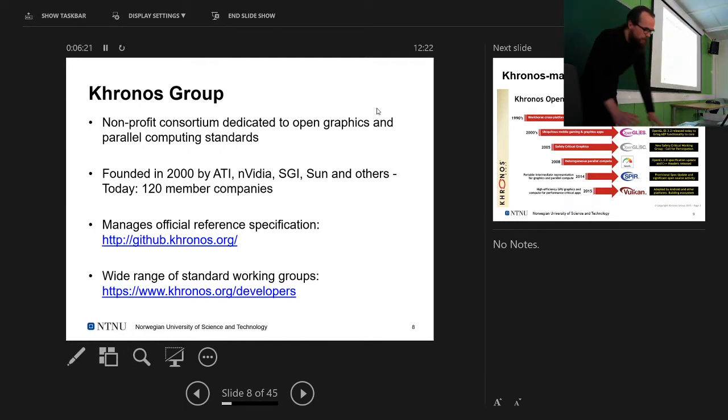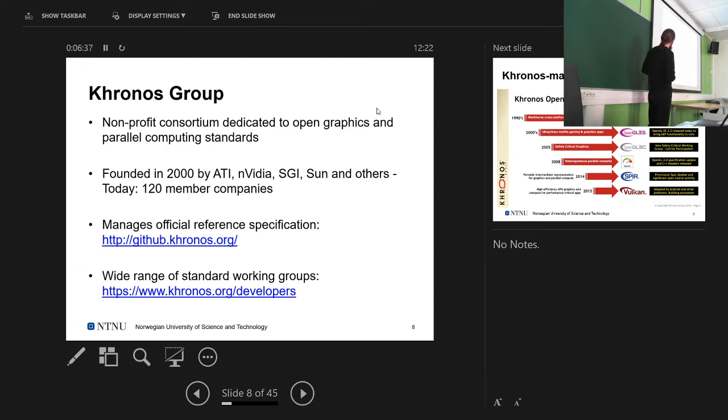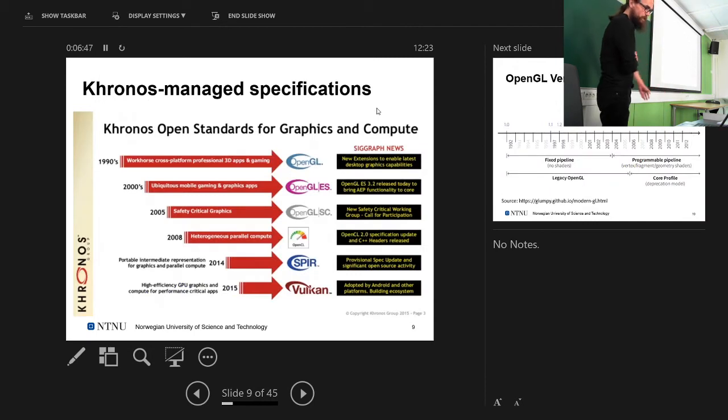Okay, a little bit about this. This is a group, a non-profit consortium that's dedicated to open graphics and parallel computing standards. So, for example, every standard that comes out in connection with OpenGL is connected to this group, and they will basically manage specification of those sort of things. It was founded in 2000 by a set of quite large companies, and they had some output for the years. Among them, back in the 90s, was OpenGL.